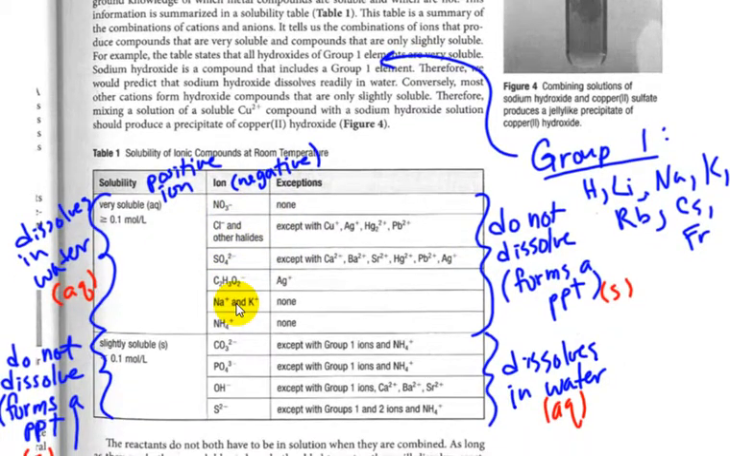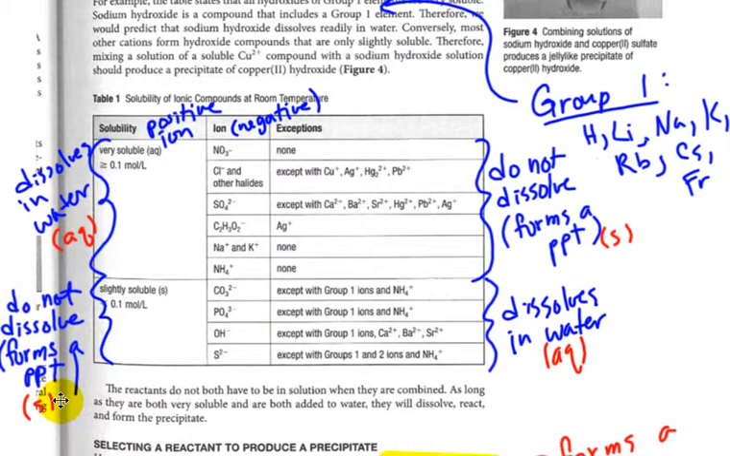And if we go down in the chart, we get to a point where the chart is reversed in that most things form a precipitate or are solids with carbonate, except the group 1s and ammonium. So carbonate is a precipitate, is a solid. It's very slightly soluble, barely any dissolves when it's with calcium, let's just say. But if it's with lithium, it's soluble. So that's how you read that chart.